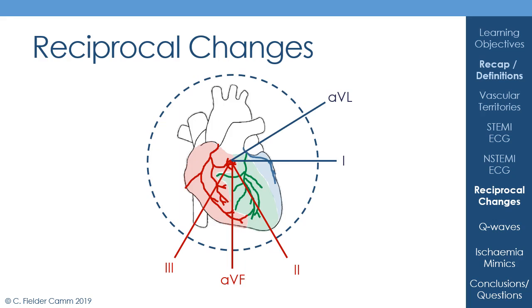and AVL. And as you can imagine, if you've got lead 3 here, AVL is almost a mirror image of lead 3. So if you've got ST elevation in lead 3, you're almost certainly going to end up with some degree of ST depression in AVL. And it's really the reciprocal changes are often seen between the inferior and the lateral leads, but it can be seen elsewhere.